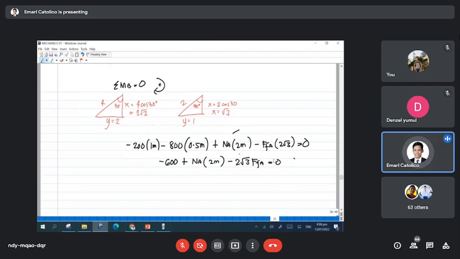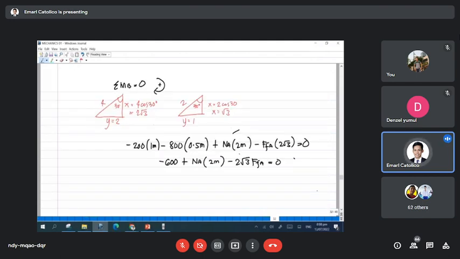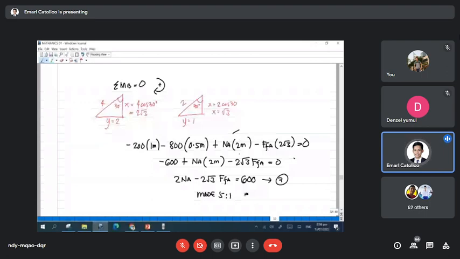Okay, so check natin yung format ng equation number 2 natin. So NA plus FFA is equals to constant. So ganun din yung gawin natin forma ng summation ng moment. So NA, so 2NA plus FFA, so minus 2 square root of 3 is equals to constant, which is 600. So equation number 3. Okay. Equation 2 and 3.